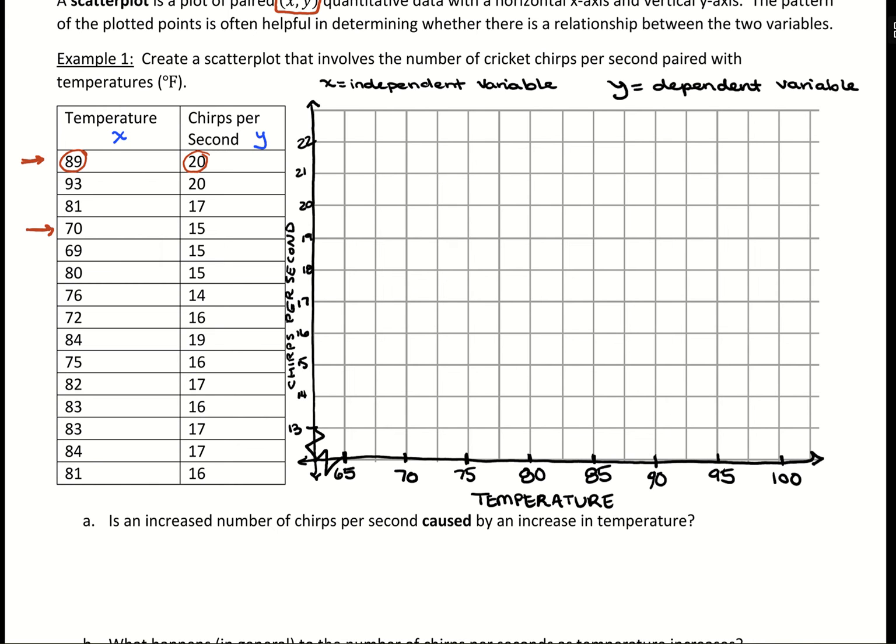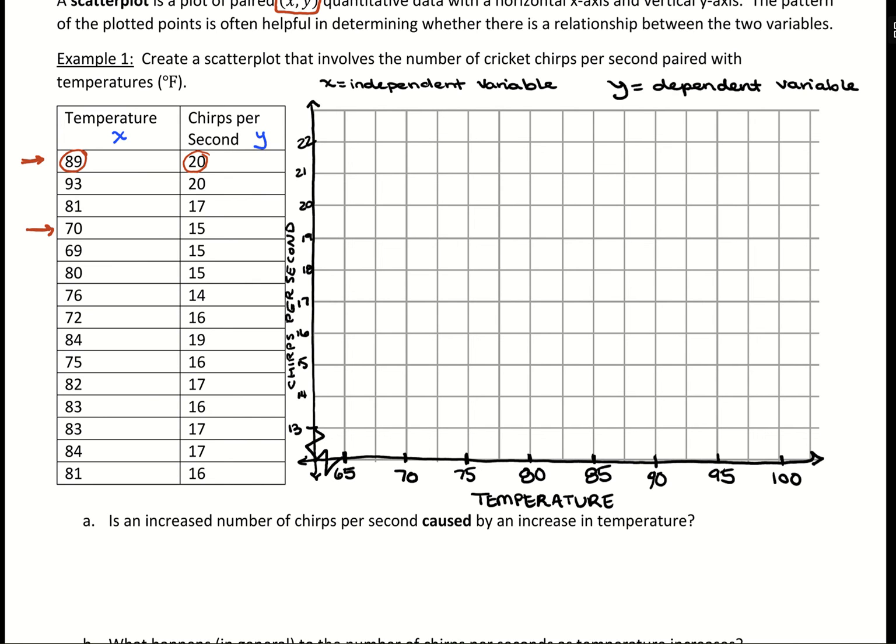All right, then we go and start plotting our data. So with that first measurement of 89 degrees and 20 chirps per second, what we do is we go to 89 along the x-axis. So if we go all the way out to 89, which is out here, and then look up 20 on the chirps per second, and then just draw a dot where those match up.